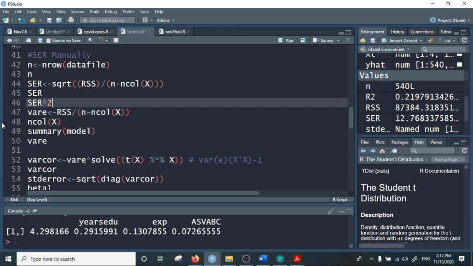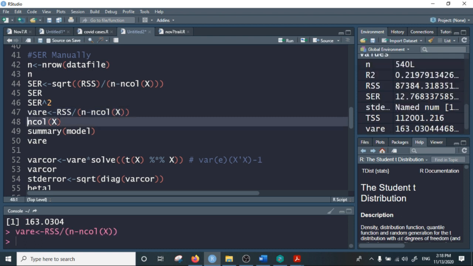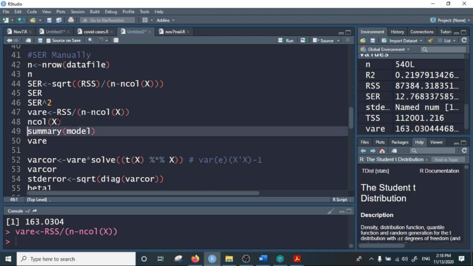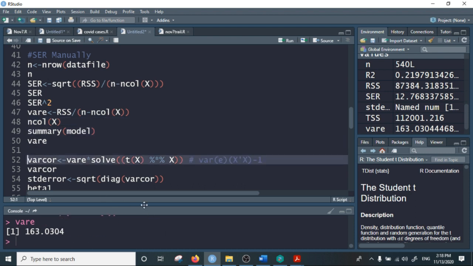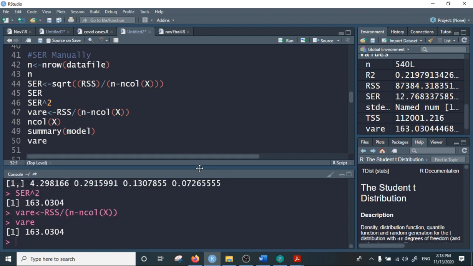So this variance is nothing but a square of the standard error of regression. So we can just square the standard error of regression, which is also the standard error of the error term, which is 163. Or we can find the variance of the error term as simply unexplained variation divided by n minus the number of parameters. In our case, it is n minus 4. So we can run this command, and we can see that the number from this formula is again 163.